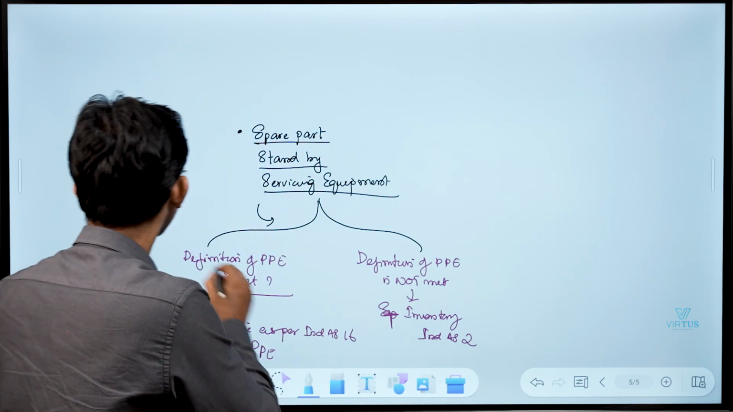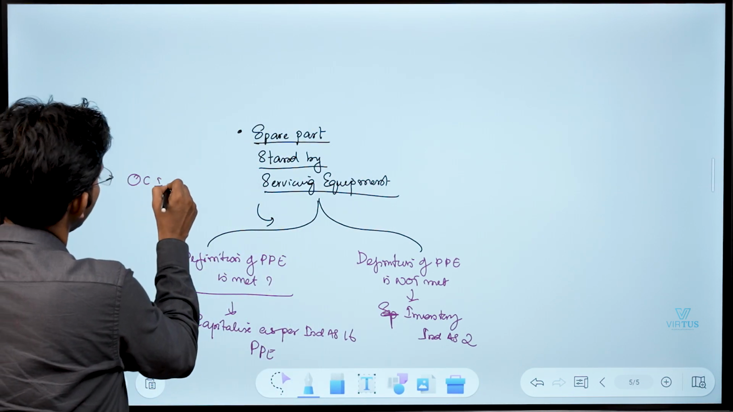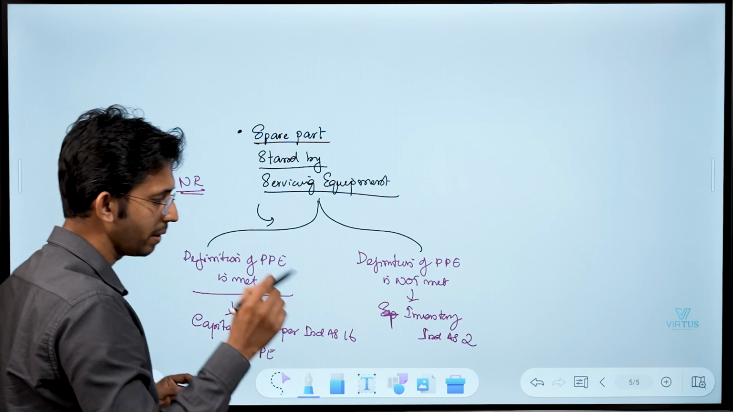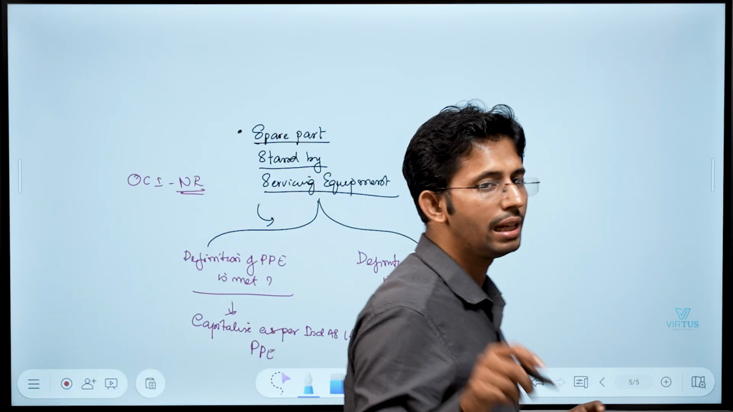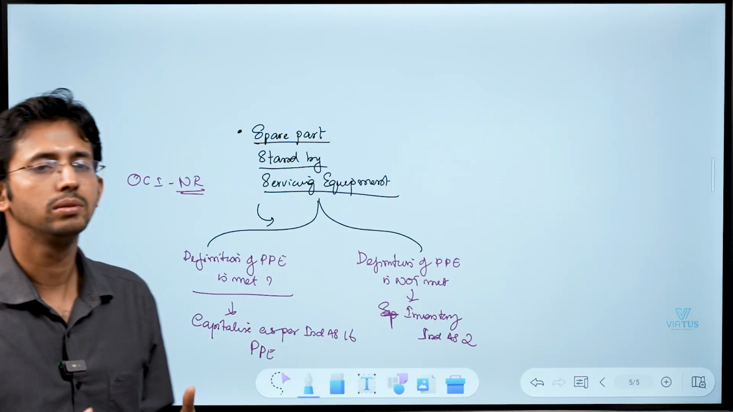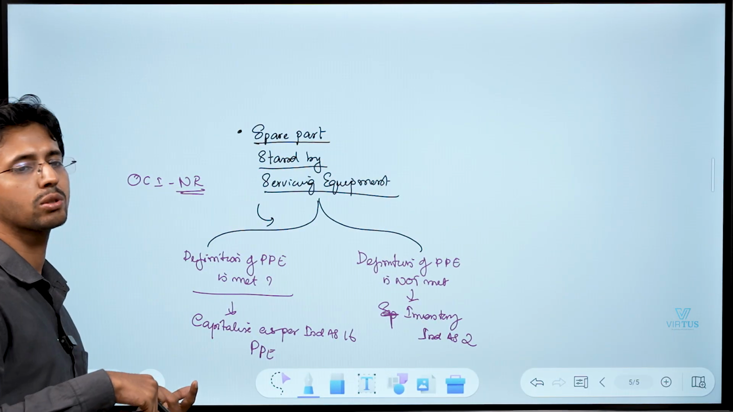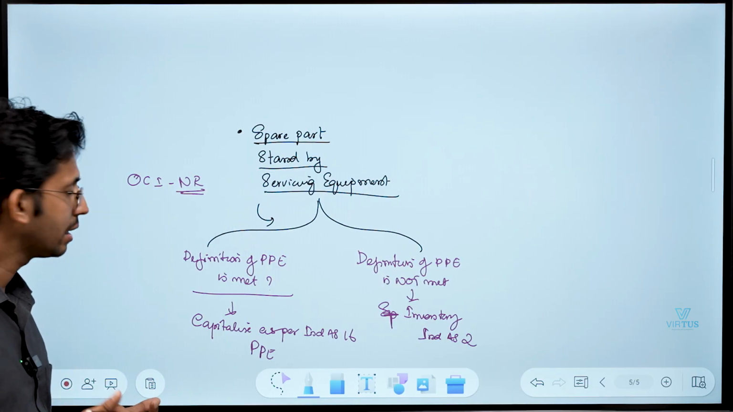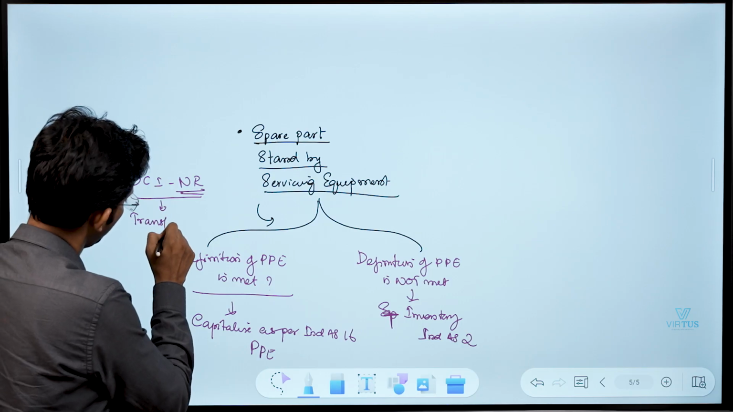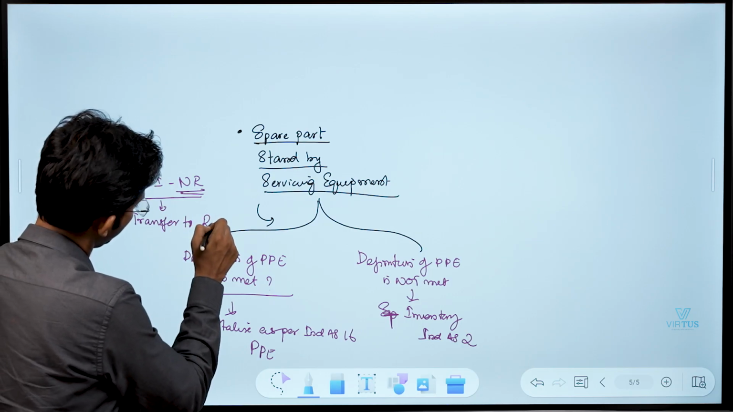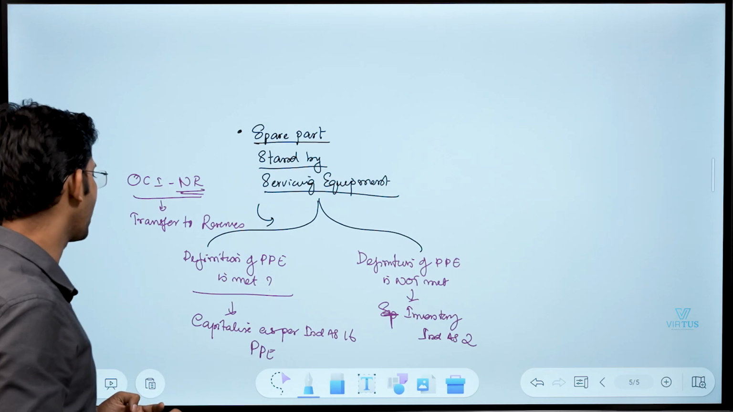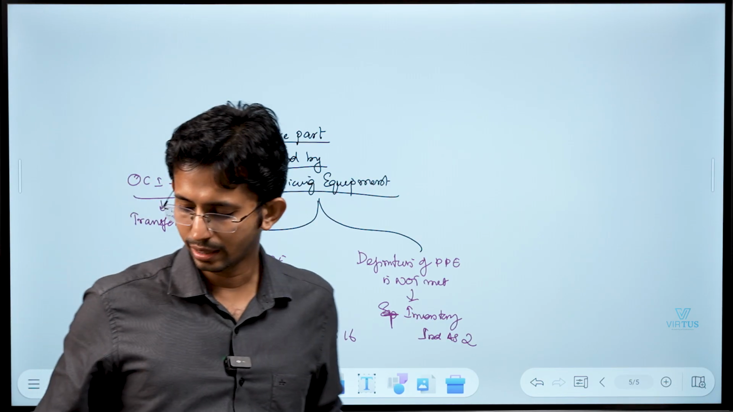So any OCI created on revaluation is OCI NR. Friends, I think in the previous lecture I wrongly told it as OCI R. It is not OCI R, it is OCI NR. It cannot be reclassified or routed back to the SOPL, the statement of profit or loss. Rather, it will be transferred directly to reserves. From OCI, you have to transfer it to the retained earnings directly. So that's all about disposal.